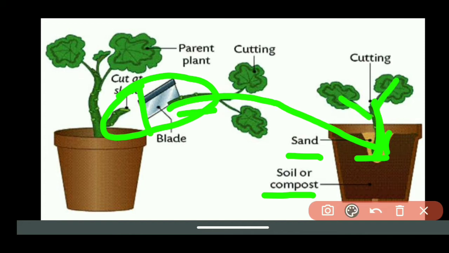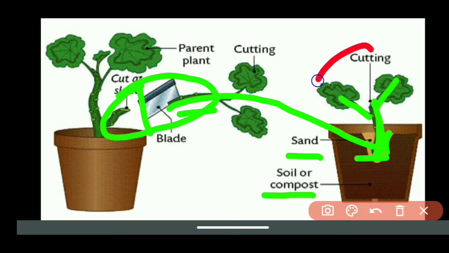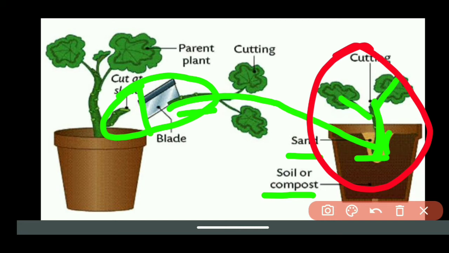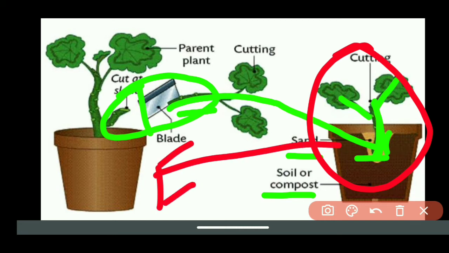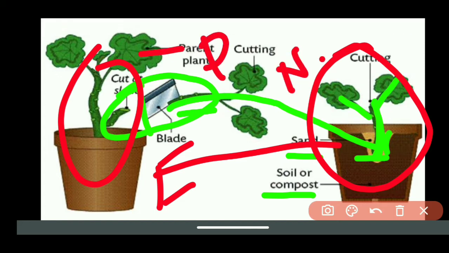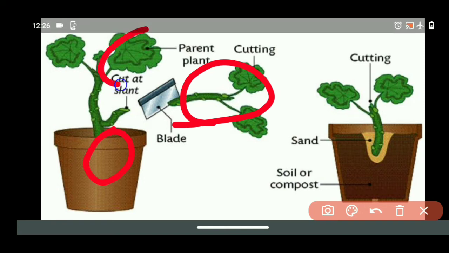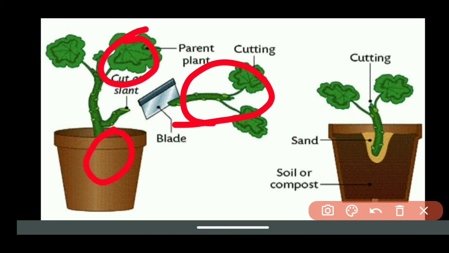So tell me here, this is the new offspring and this is its parent. This is the parent and this is the new offspring. So from this diagram we can clearly conclude that vegetative propagation is done by the help of stem or roots or leaves. In some plants we can cultivate a different offspring by the help of root or by leaves.